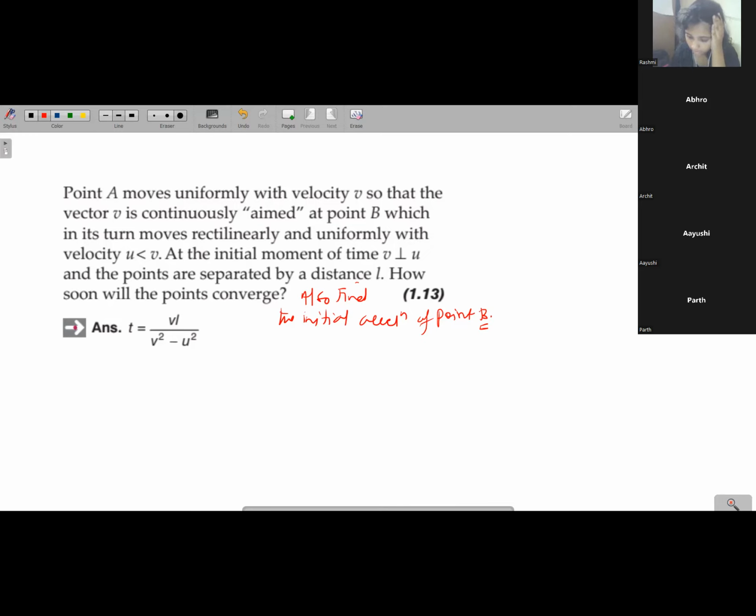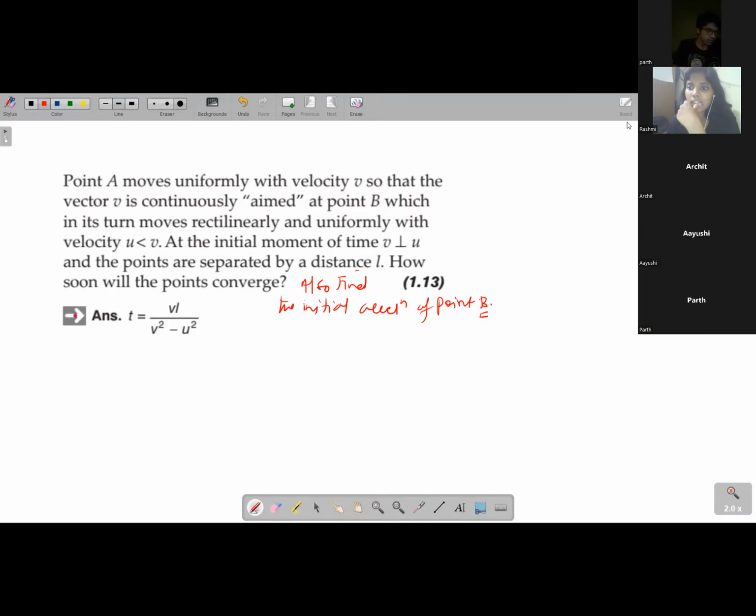Okay, guys. Any luck? I'll solve. See, the question says that point A moves uniformly with velocity v, so that vector v is continuously aimed at point B.